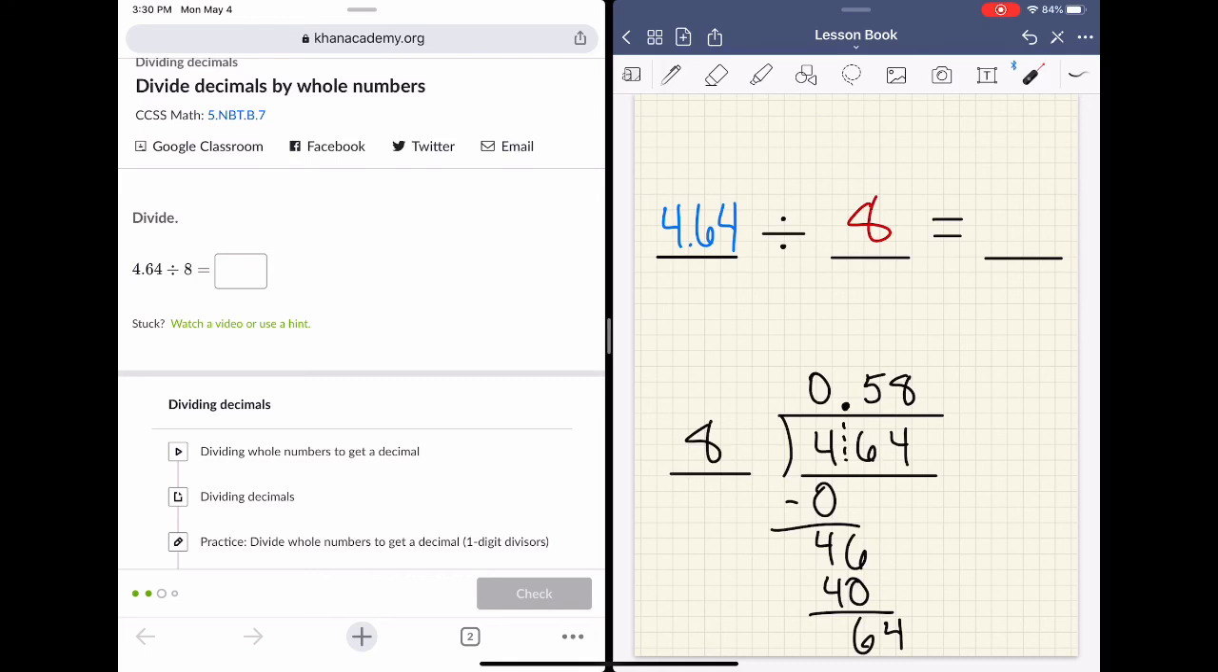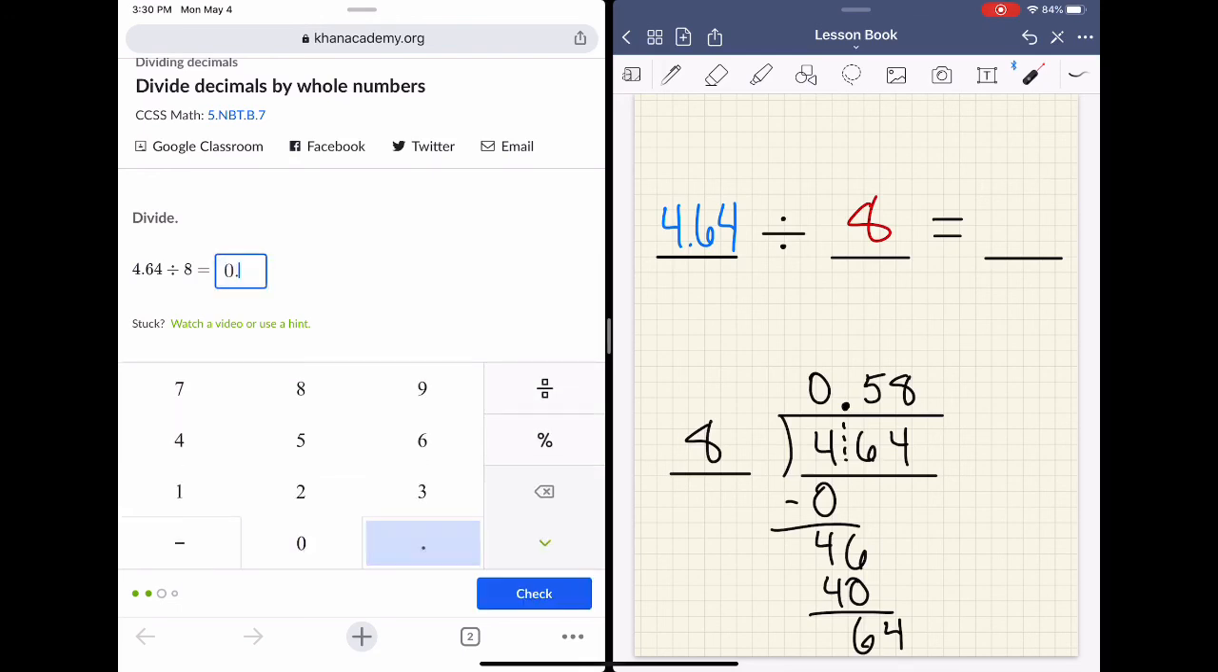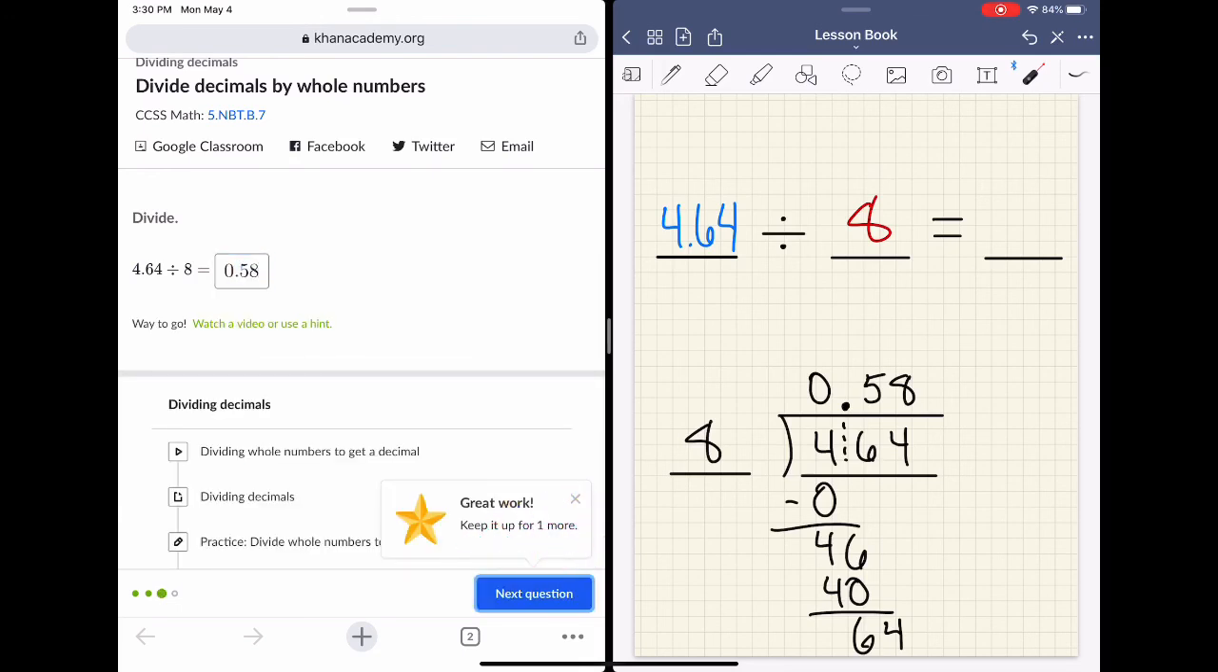Now, we could have multiplied everything by a power of 10 to get rid of the decimal. Then we would have had to do the same thing over here. And we would have still ended up with 0.58 as our answer. But that would have been an unnecessary step because when the decimal appears in the dividend, you can just move it right up to the quotient and you don't have to worry about that step. So let's go ahead and put in our answer. Check. So just remember, if your decimal appears in the divisor, then you do want to get rid of it. But if it appears in your dividend, then you can just keep it as it is and move it up.